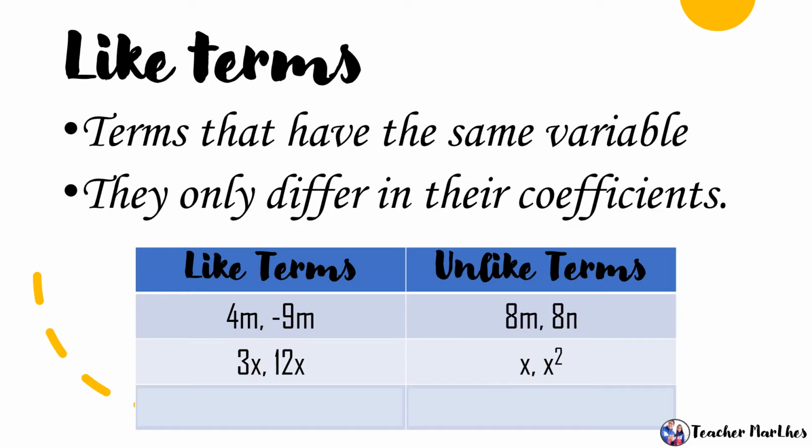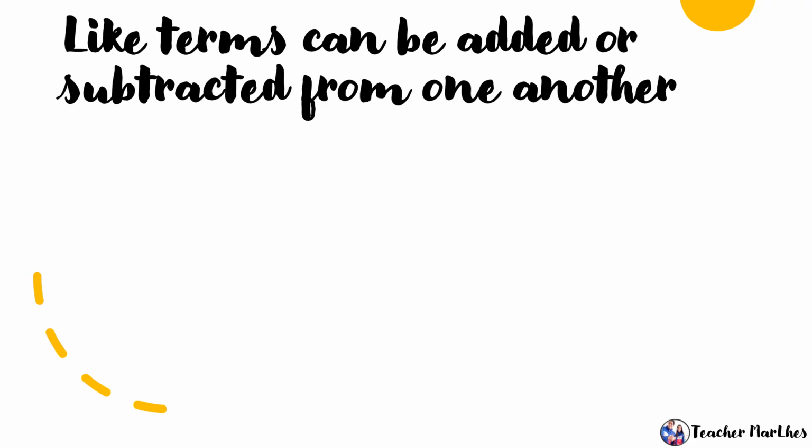So x and x squared are unlike terms because they have different exponents. 2xy squared and 15xy squared are examples of like terms because they have the same variable with the same exponent. w and 5 are unlike terms. Like terms can be added or subtracted from one another.